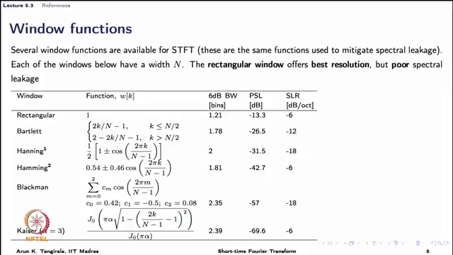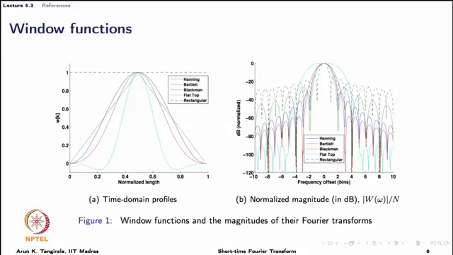What is the difference essentially between these window functions? Let us understand with the help of this slide here. I have the time profiles of the window functions shown here. Now, first of all, you have to ask why I cannot live with the rectangular window itself. Why do I need a different kind of window function?